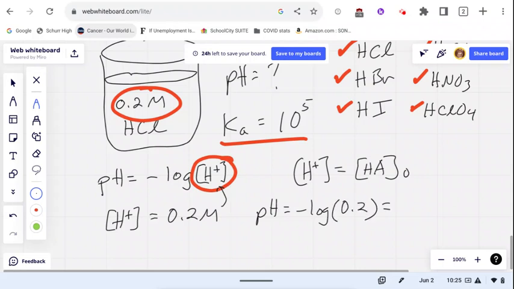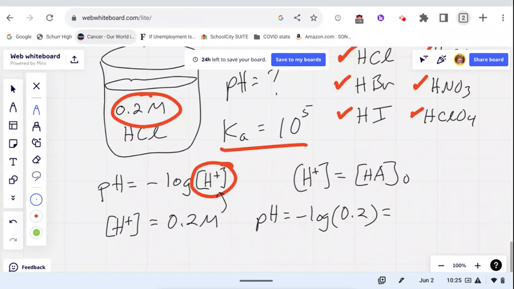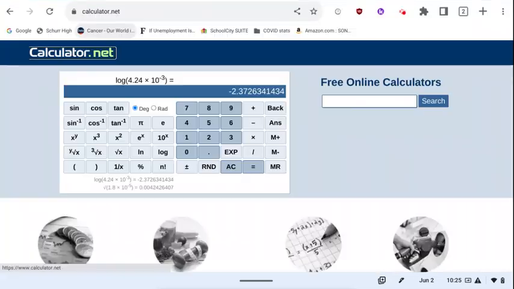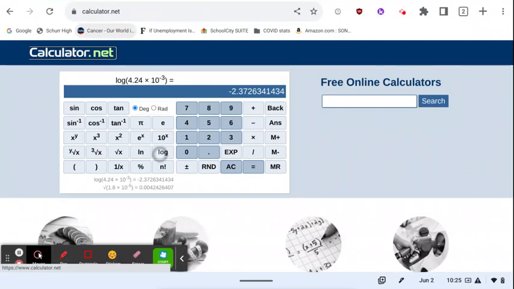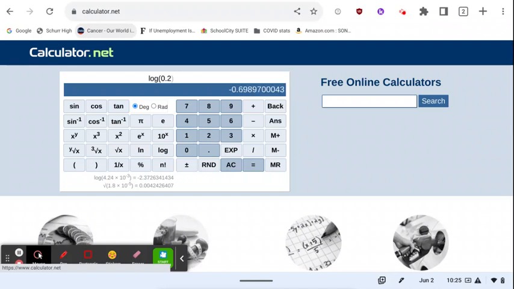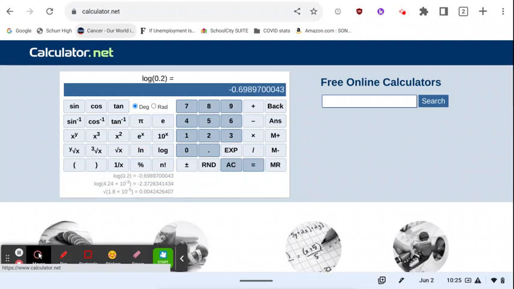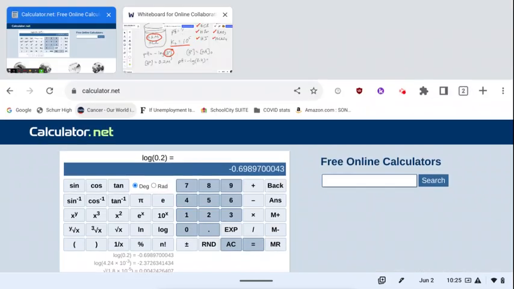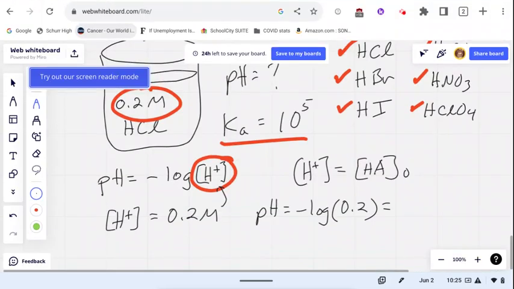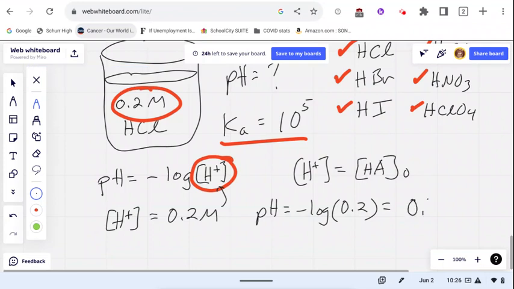And what we get is, let's see, the log of 0.2 is, here it is, negative 0.69, basically negative 0.70. All right, so I'll go back to 0.70 since we rounded it off. And since that's negative, and we need to take the negative of that, our pH is 0.70. Ooh, that's really small. And that's it. You're done.